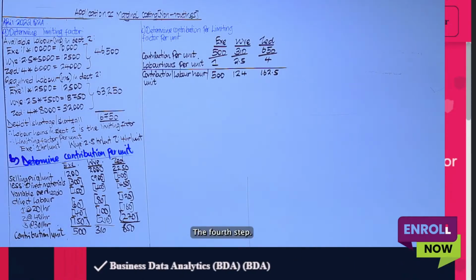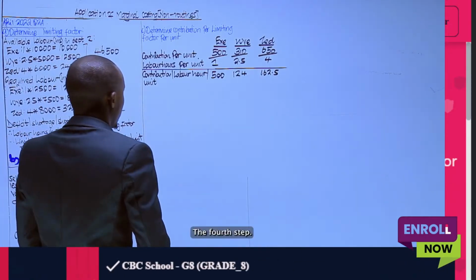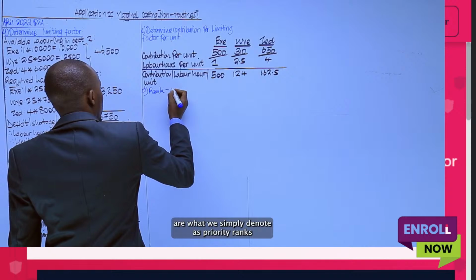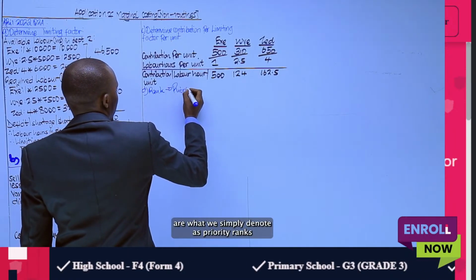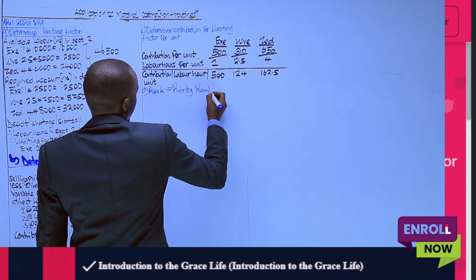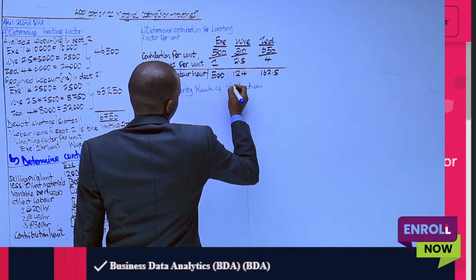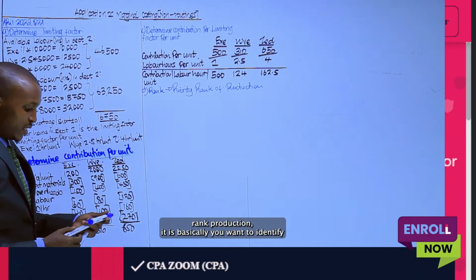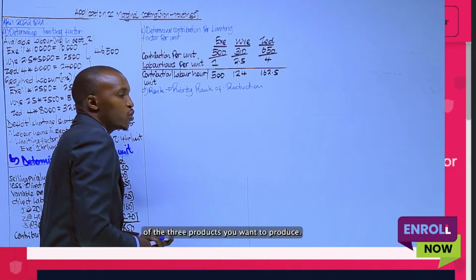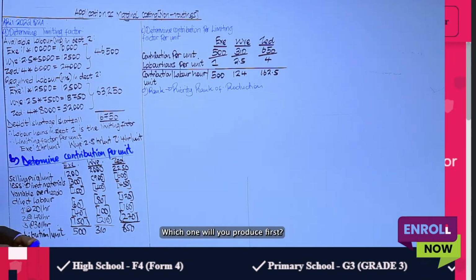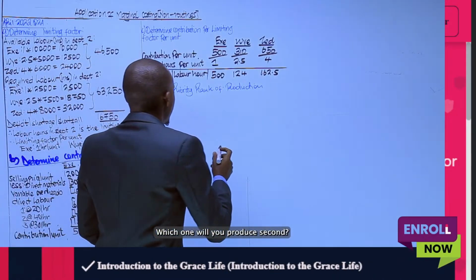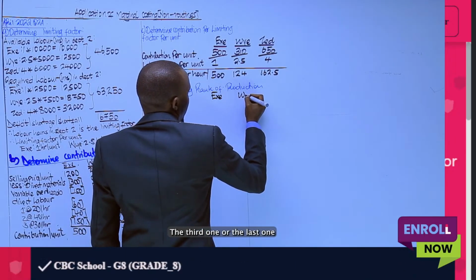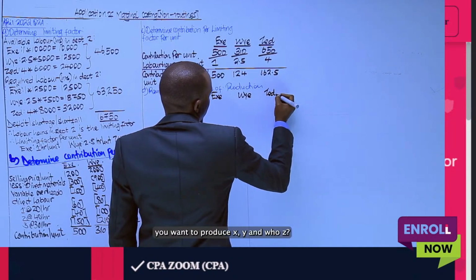The fourth step is to rank, or what we simply denote as priority ranks. When we say priority rank of production, it is basically you want to identify, of the 3 products you want to produce, which one will you produce first? Which one will you produce second? Which one will you produce third, the last one? You want to produce X, Y, and Z.